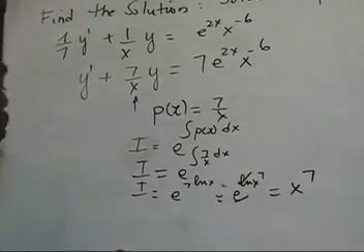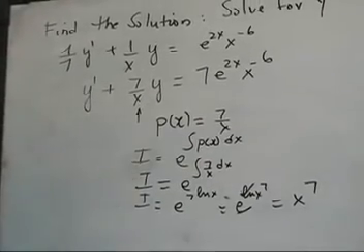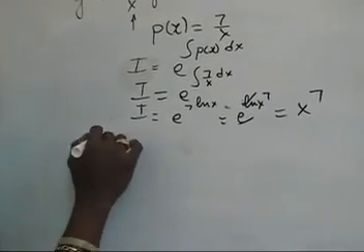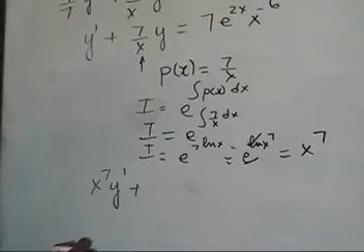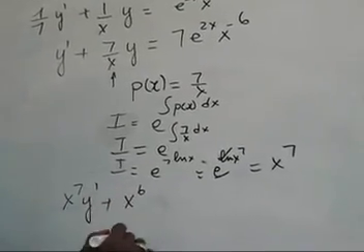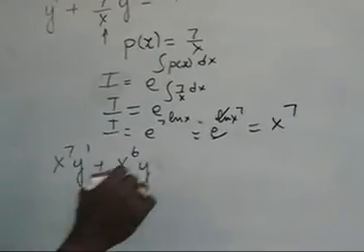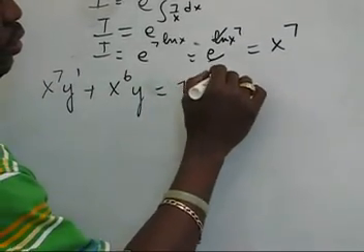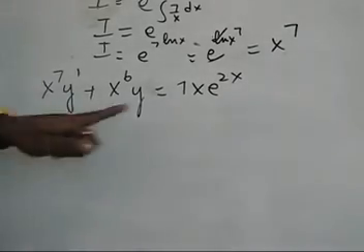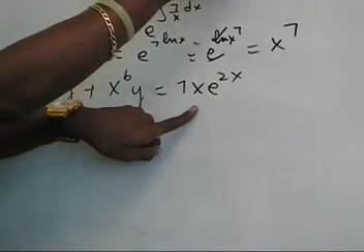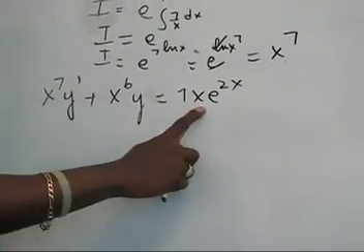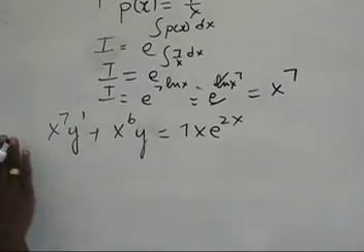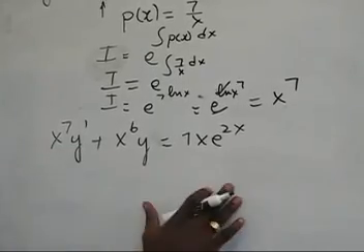So next step, we're going to multiply everything by the integrating factor. So x to the 7, y plus x to the 6, right, equal to 7x e to the 2x. I have x e to the 2x because x to the 7 times x to the minus 6 will be x. So as you can see, we're going to integrate both sides.